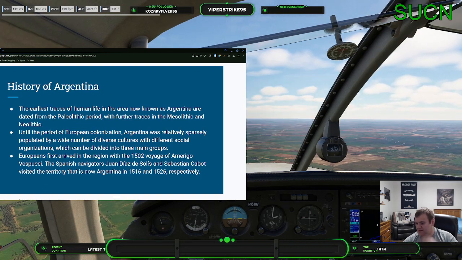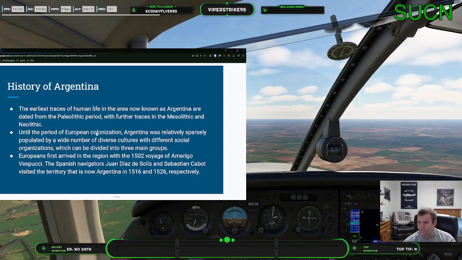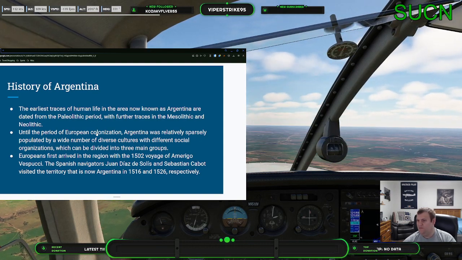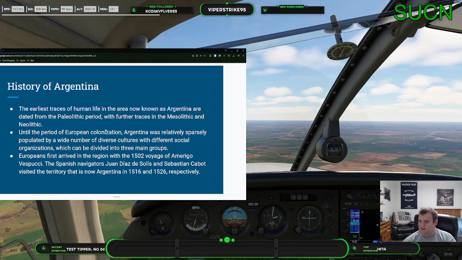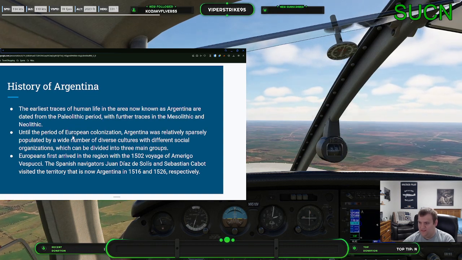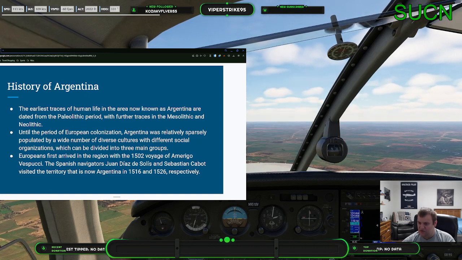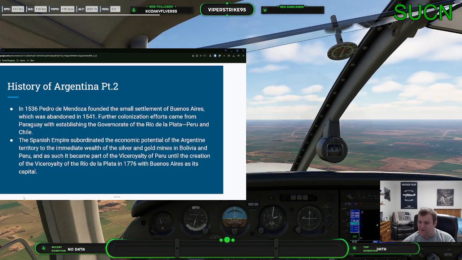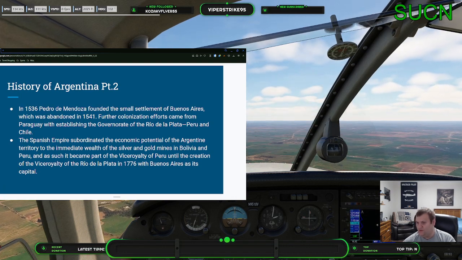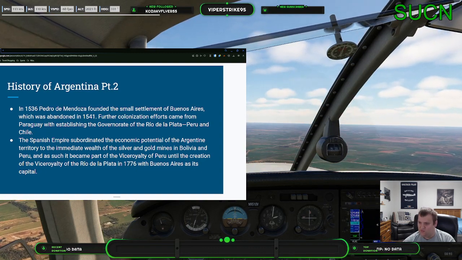The first Europeans to arrive in Argentina came in 1502 with the voyage of Amerigo Vespucci, whose name is where America was derived from. The Spanish navigators Juan Diaz de Solís and Sebastian Cabot visited the territory in 1516 and 1526, respectively. Buenos Aires was first settled in 1536 by Pedro de Mendoza, who founded the small settlement of Buenos Aires, which was abandoned in 1541. However, Buenos Aires would come back once again.